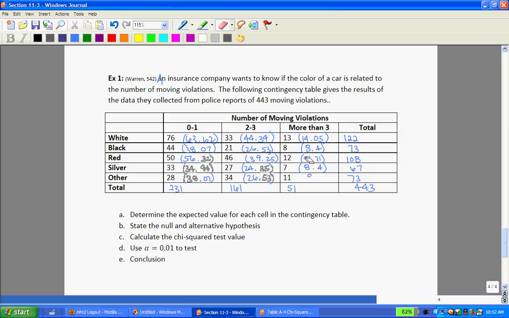Up here, I messed up. So 12 should be 12.43. Got going a little fast there. 7.71, and for the last one, 8.4. Okay, so that takes care of part A. I have all my row totals, all my column totals, and then filled in each expected value by multiplying the row total times the column total divided by the overall total.